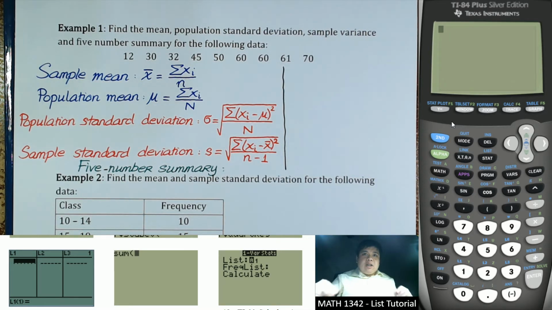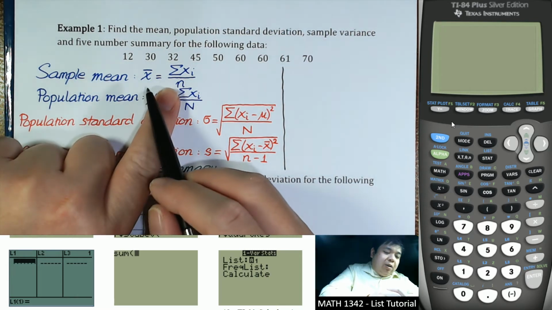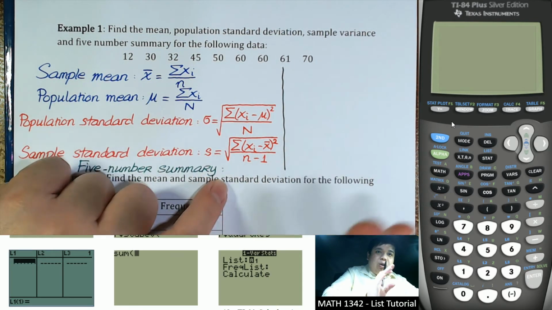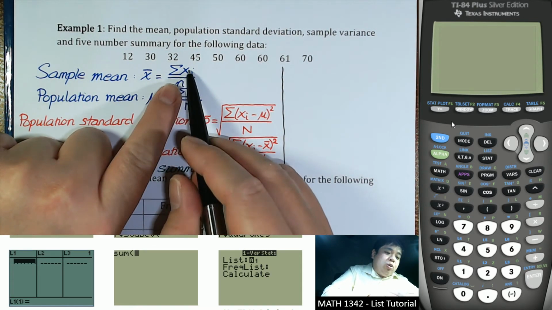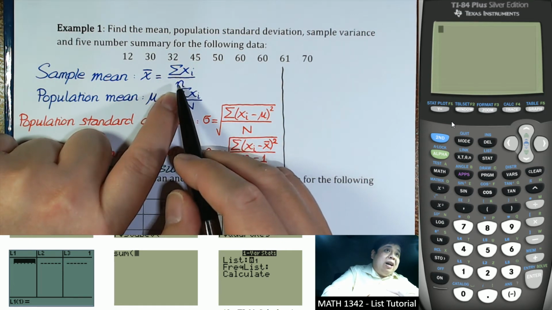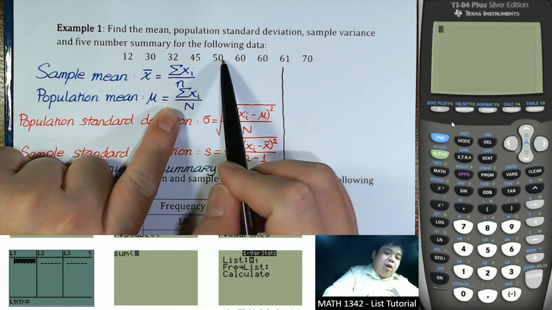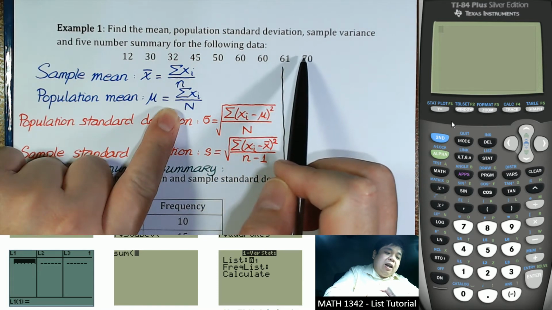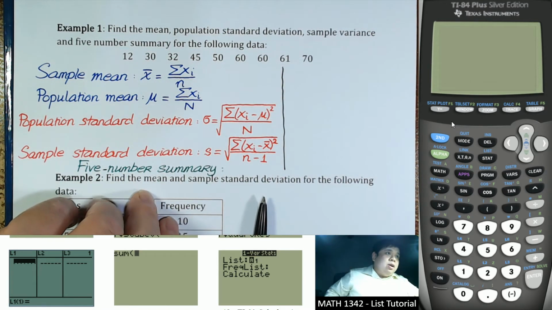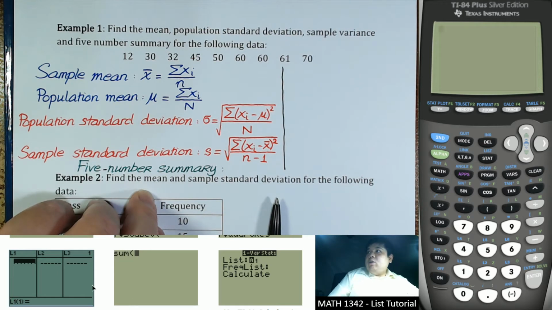So I'm going to do the simple way first, without the one-variable statistics. All we do is add all these numbers up and then divide by the total number. The total number is 1, 2, 3, 4, 5, 6, 7, 8, and 9. So we'll add everything up.